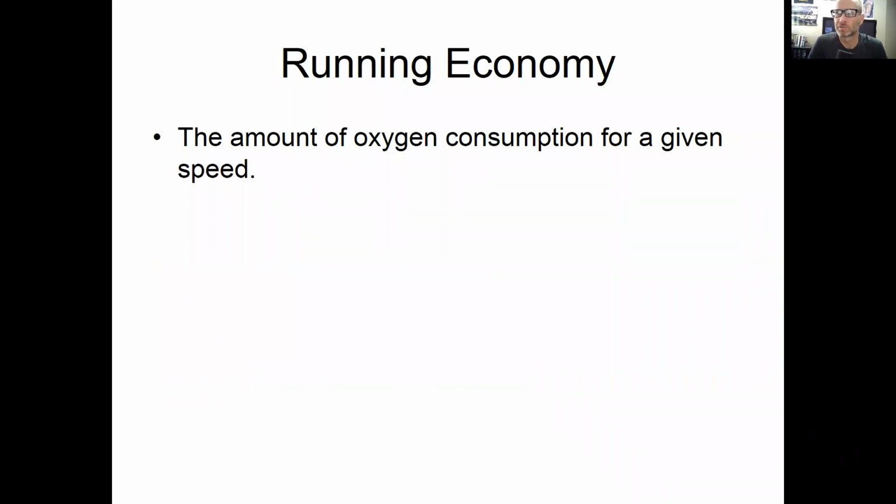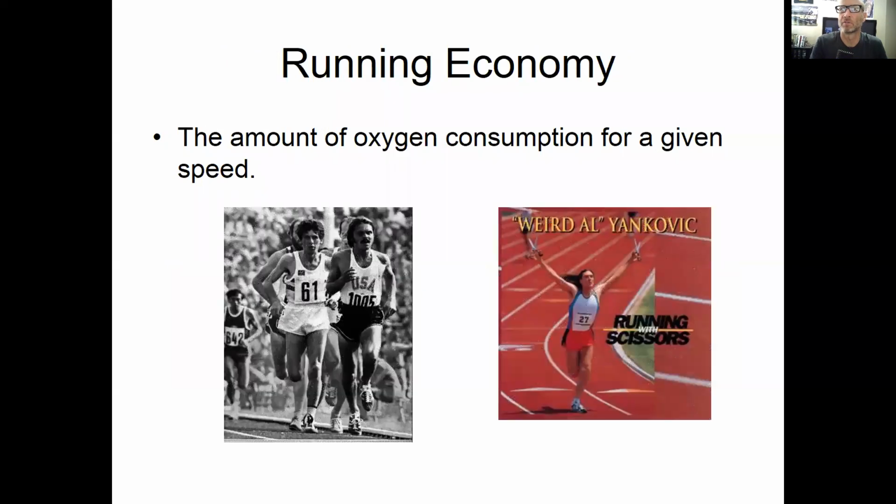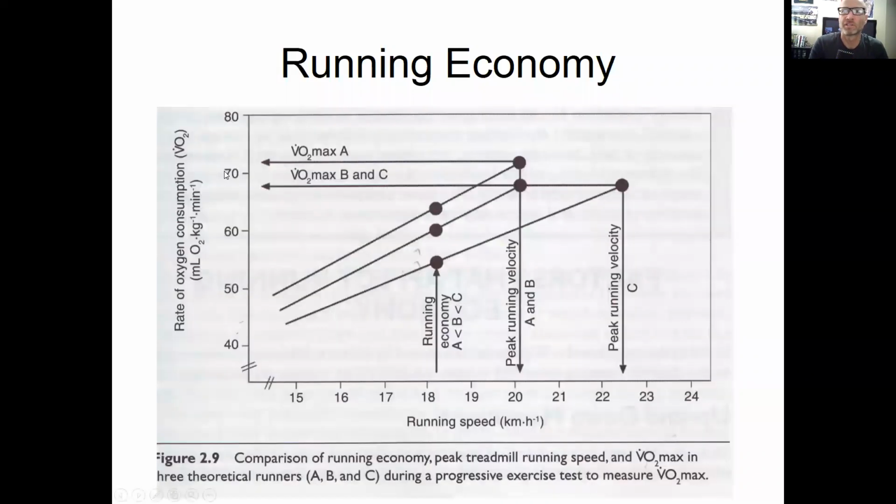The amount of oxygen consumption for a given speed, and clearly we have runners that are either economical, like Steve Prefontaine, or uneconomical, like Weird Al Yankovic running with scissors. Obviously, running style influences running economy, how effective someone is at using oxygen for a given speed. And we can look at a good runner versus a novice runner, and we can detect their movements are quite different even just to the eye. Some people just look like good runners because they're being more economical in their movements. So let's look at some data.